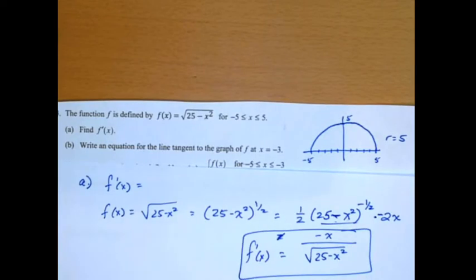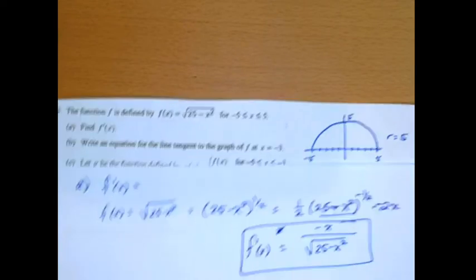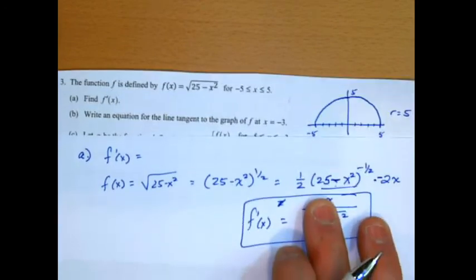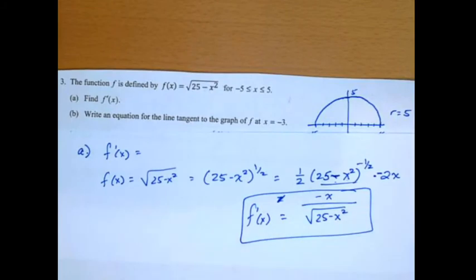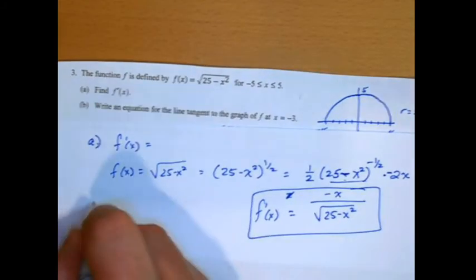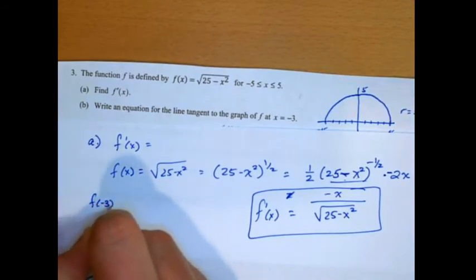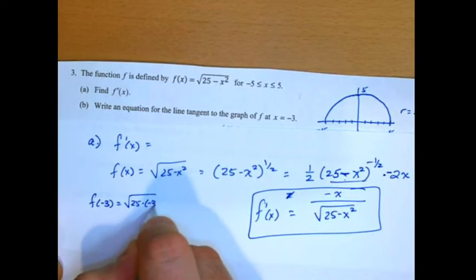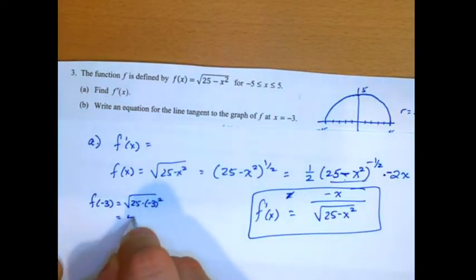All right, next find B. Find the equation of the line that is tangent to the graph of f at x equals -3. Well, f of -3, I need that point, is going to be the square root of 25 minus -3 squared, which is going to be 4.